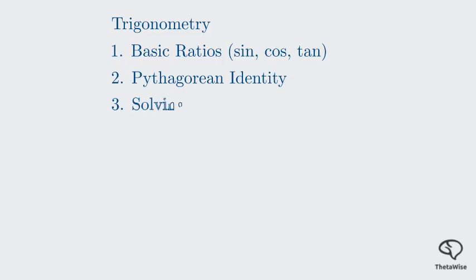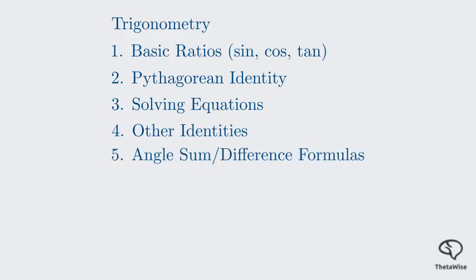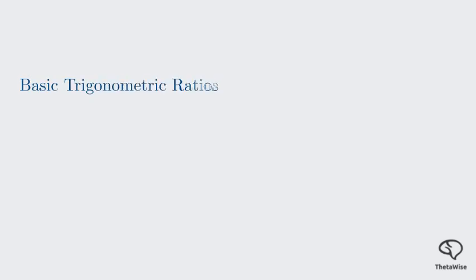After that, we'll learn how to solve trigonometric equations. We'll also look at other important identities, the angle sum and difference formulas, and finally, the law of sines and law of cosines. Let's get started. Our first goal is to understand the basic trigonometric ratios. By the end of this section, you will be able to define and calculate sine, cosine, and tangent for angles in a right-angled triangle.